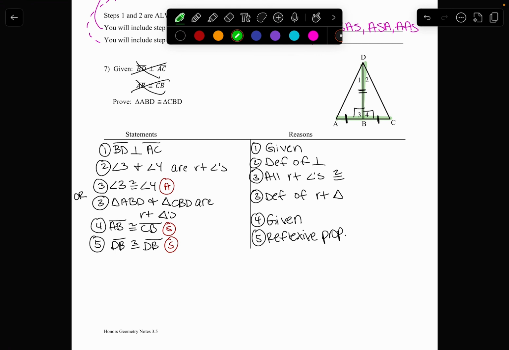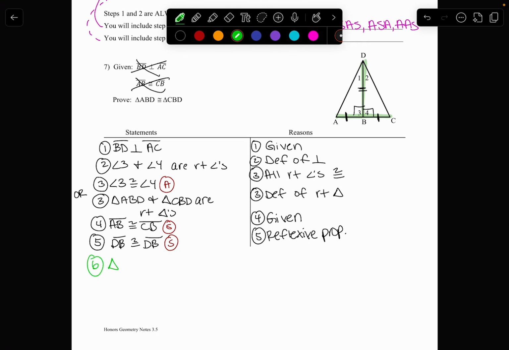So at this point, I now have enough information to prove my triangles are congruent. So triangle ABD is congruent to triangle CBD. And if you look at your picture, you did that by side angle side. Because I did not use hypotenuse leg, I don't care that I have right triangles.